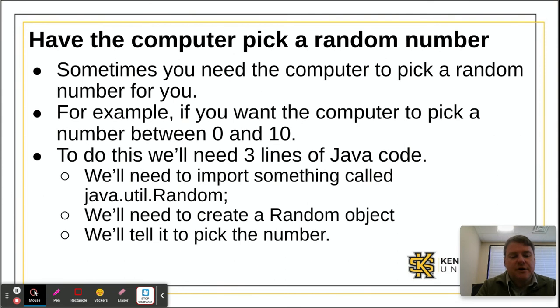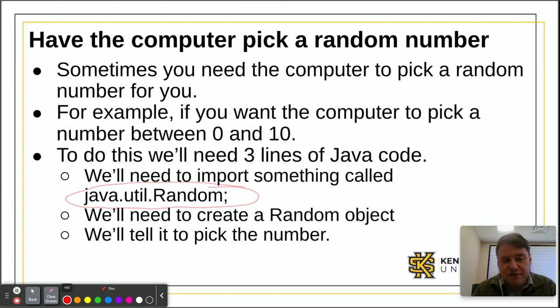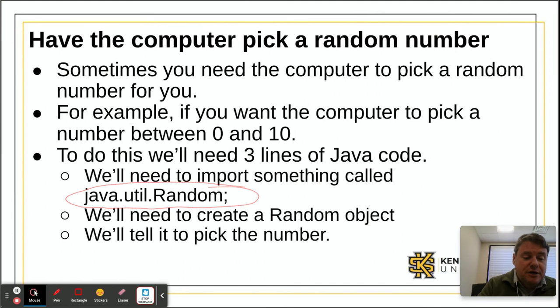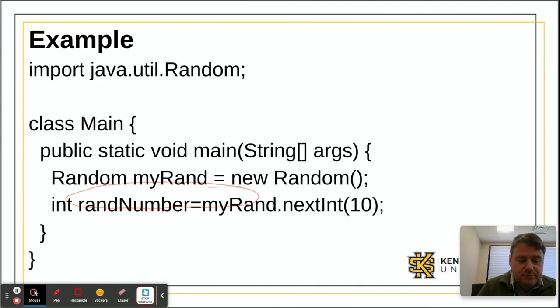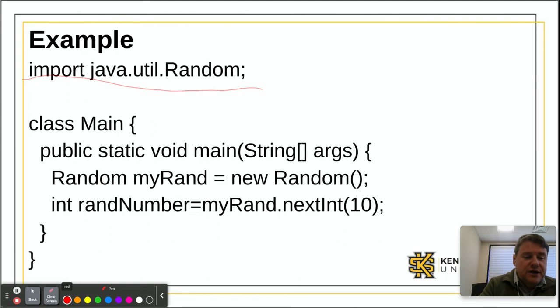So much like Scanner, there's a couple of lines that you're just going to pretty much have to memorize for this. Anytime that you need a random number, you're going to need to import java.util.Random. And then you're going to make a random object, and then you're going to tell it to pick a number. So let's look at those steps in an example. So here we have an import statement, import java.util.Random. And then we have, similar to the Scanner line, and again, you're just going to memorize this for now, Random myrand equals new Random. That creates for you a variable called myrand, which is of type Random.